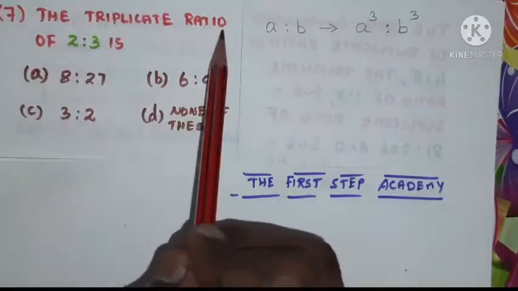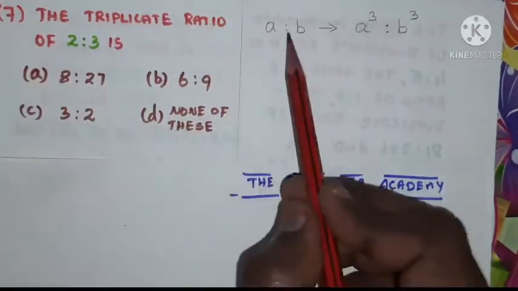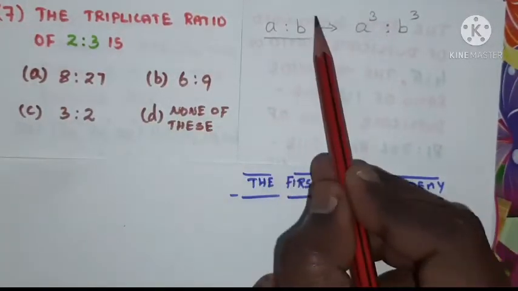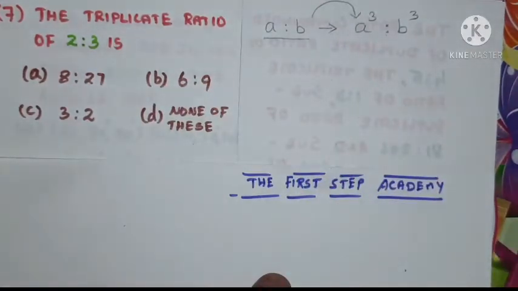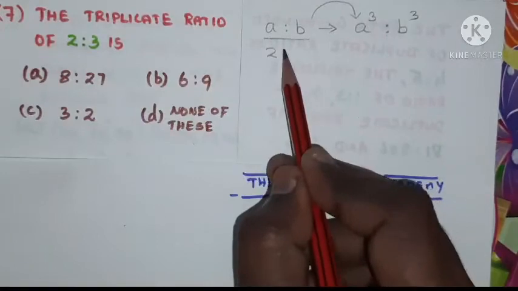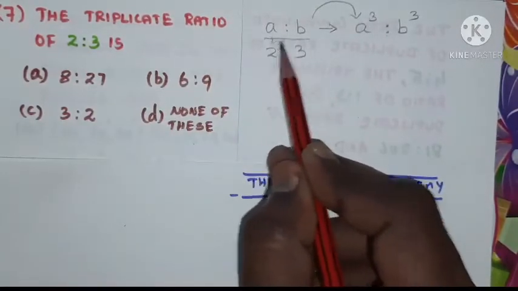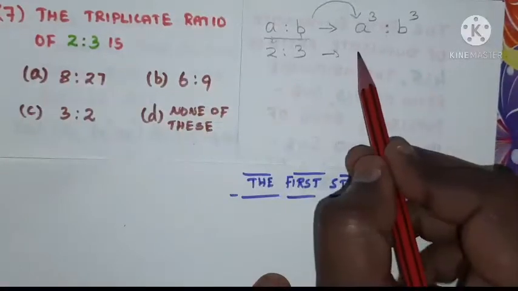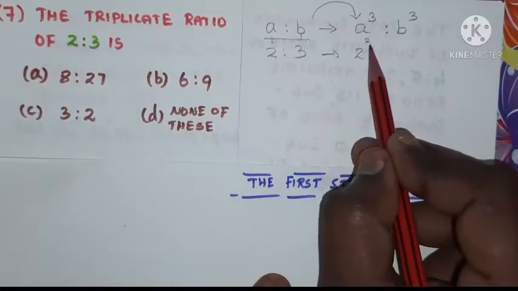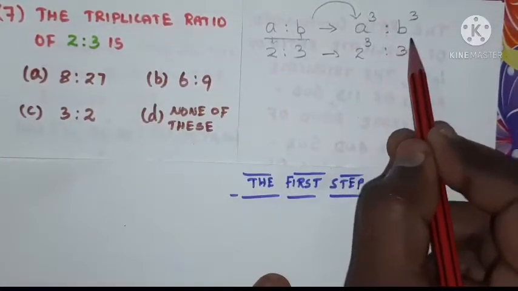Fine. The triplicate ratio of 2 is to 3, as we said, if A is to B is the ratio, its triplicate ratio can be written in the form A cube is to B cube. Now the given ratio is 2 is to 3, where A is 2, B is 3. Just substitute the values in A cube, B cube, where A is 2, so 2 cube is to B is 3, so 3 cube.